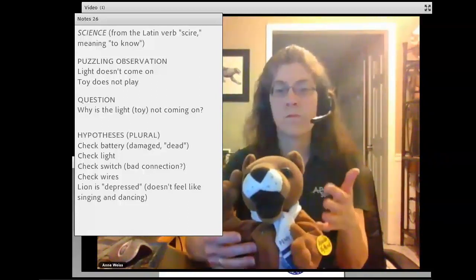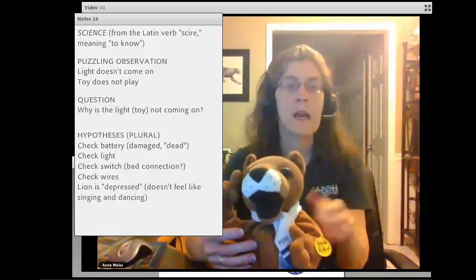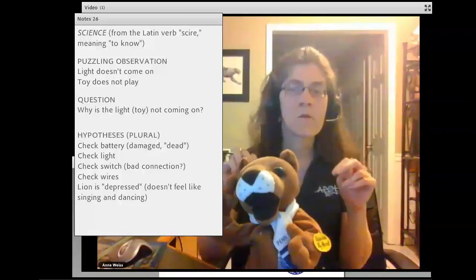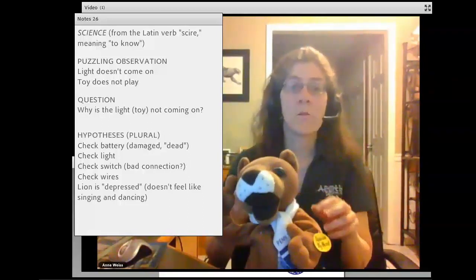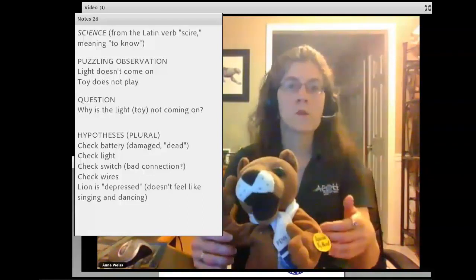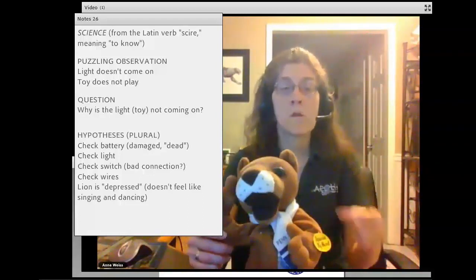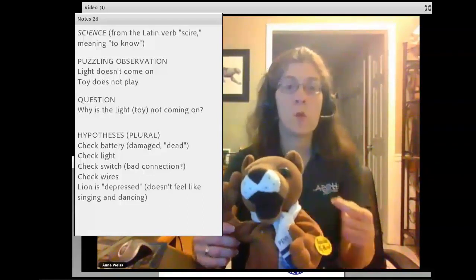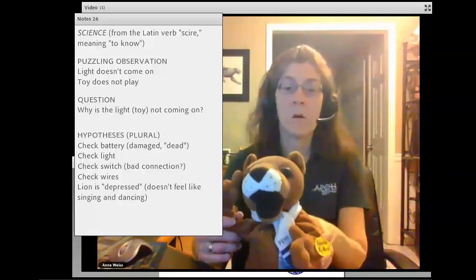But by using a toy like this and talking about these non-testable hypotheses, we're able to show students that when you design your experiments and you have your hypotheses, you want to make sure that they're testable.